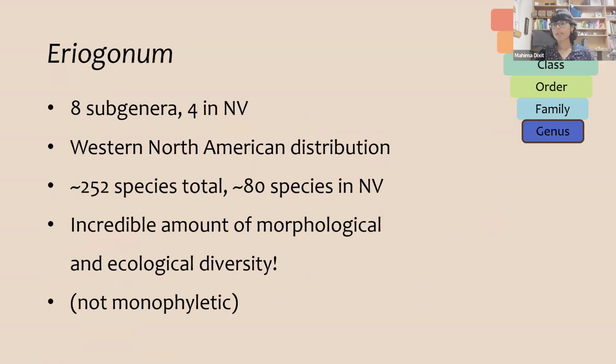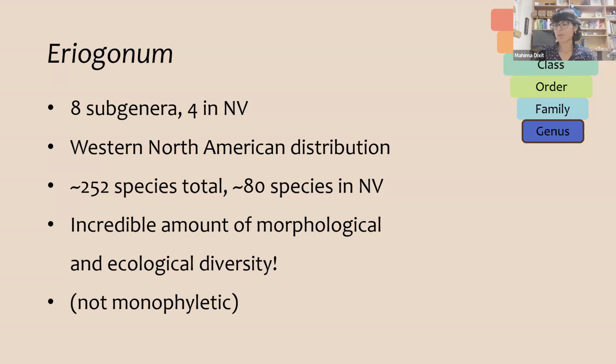And in general, Eriogonum is further broken down into 8 subgenera. 4 of them can be found in Nevada, so we'll be talking about that today. As a whole, they have a Western North American distribution, with a lot of them in the Western United States. There are over 250 species total, and 80 of those are represented in Nevada.